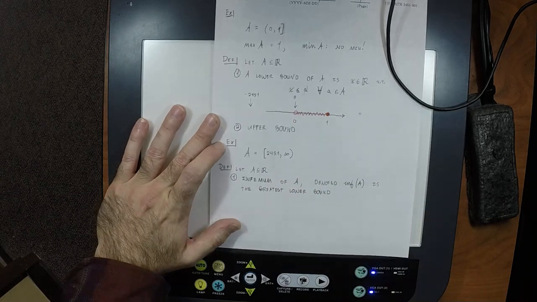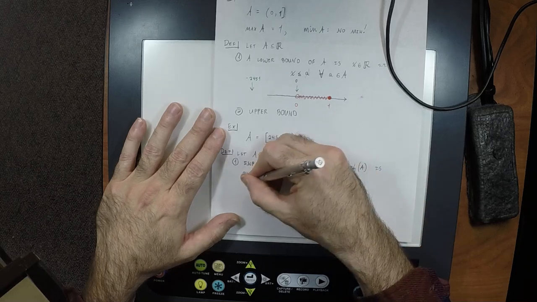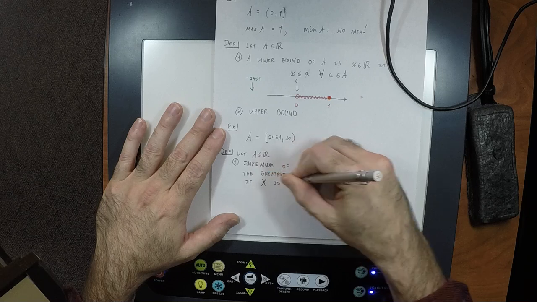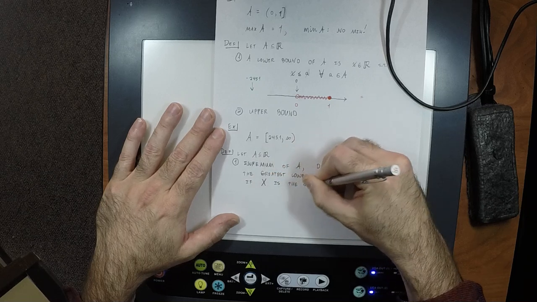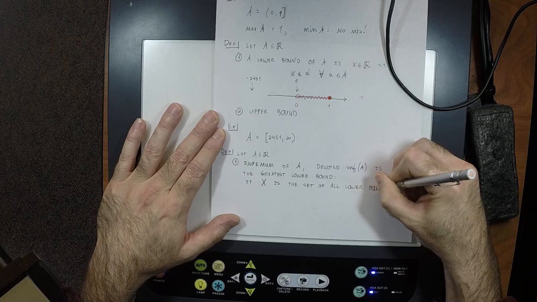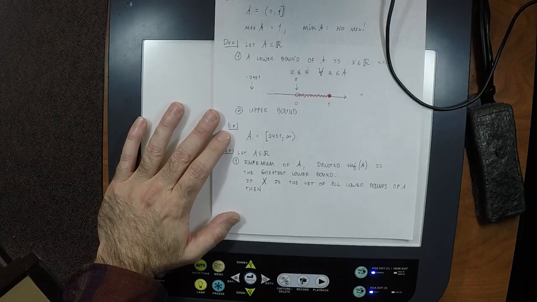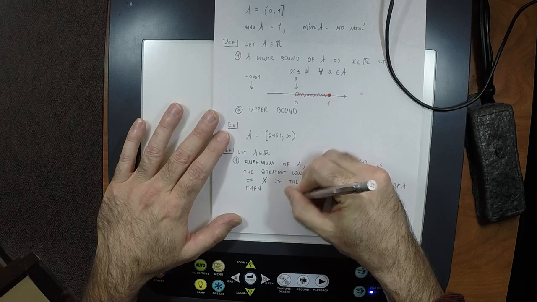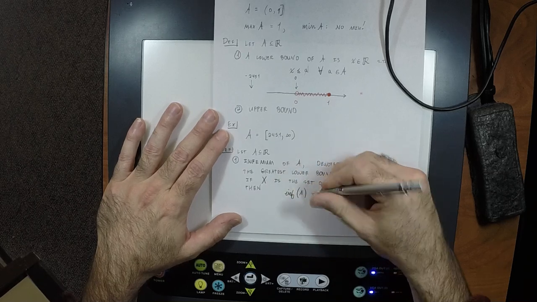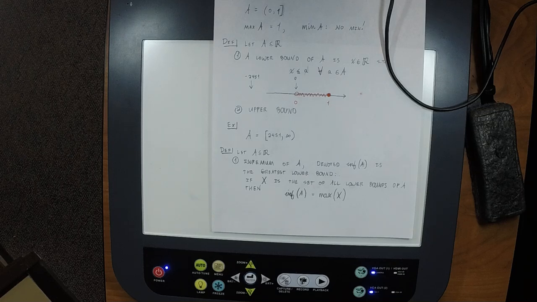And, you know, that's kind of an English phrase. Let's be really precise. That is to say, if capital X is the set of all lower bounds of A, then the infimum of set A is the maximum of set X. That's a little disturbing, right? To get the smallest one, you compute the maximum of something else. But do understand what it's saying.